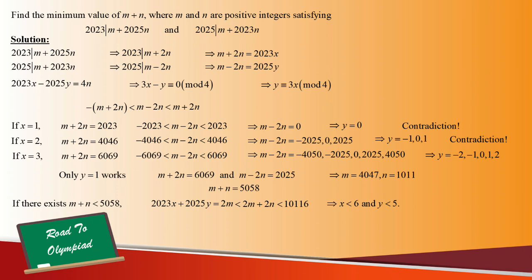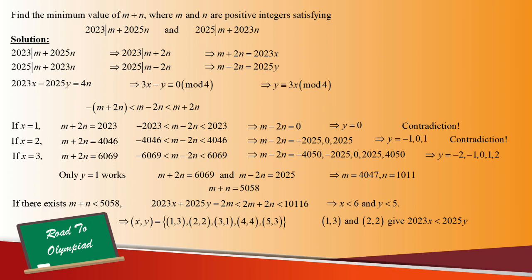Checking again with the fact that y must be congruent to 3x mod 4, we have the ordered pairs x and y must be some of the following. However, some simple computations show that (1, 3) and (2, 2) will give us 2023x less than 2025y, which is not possible since m and n are positive, and thus 2023x must be greater than 2025y.